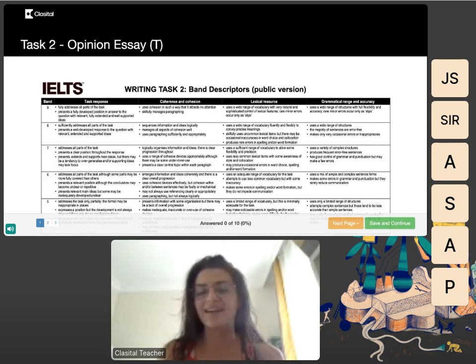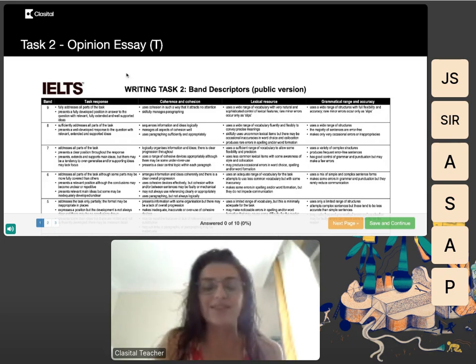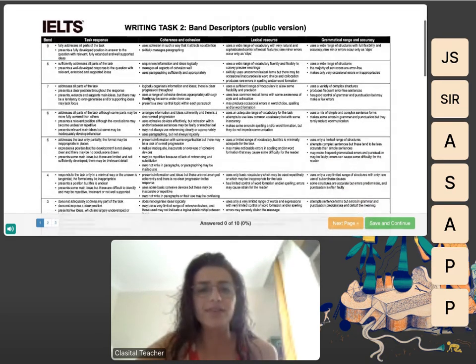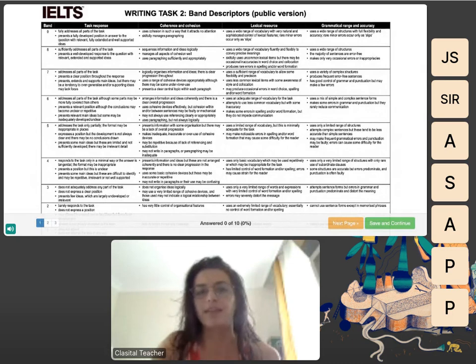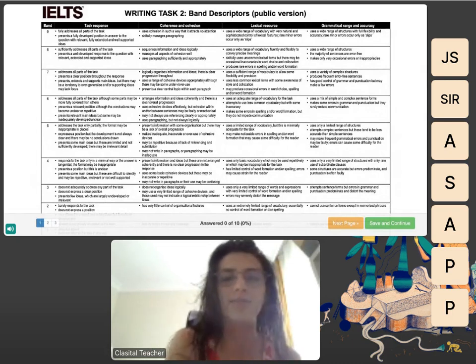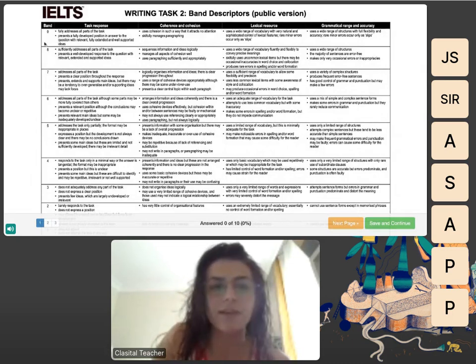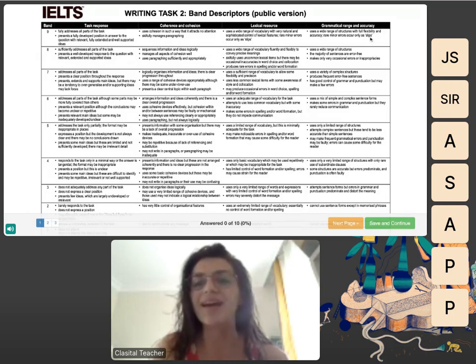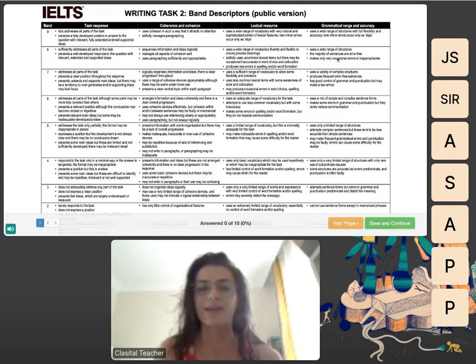If not, as I've said, we will look at opinion essays today, and this is on task 2. And this is the public version of the band descriptors that IELTS publishes. As you can see, there are 4 criteria. The first one is task response. The second one is coherence and cohesion. The third one is lexical resource, which is just a fancy way of saying vocabulary. And the last one is grammatical range and accuracy.